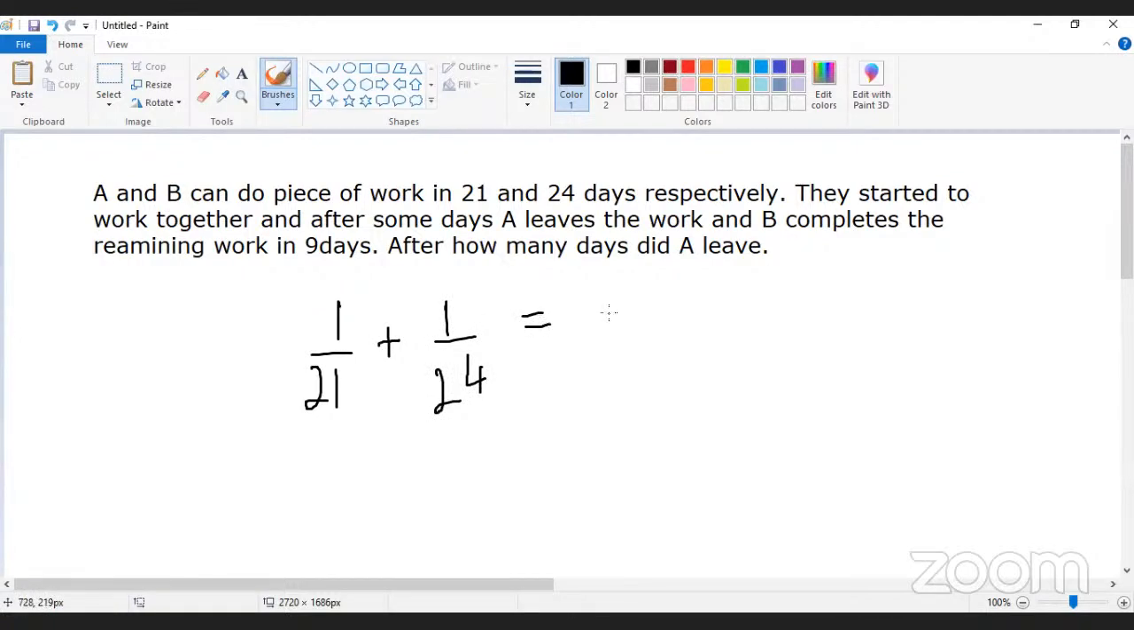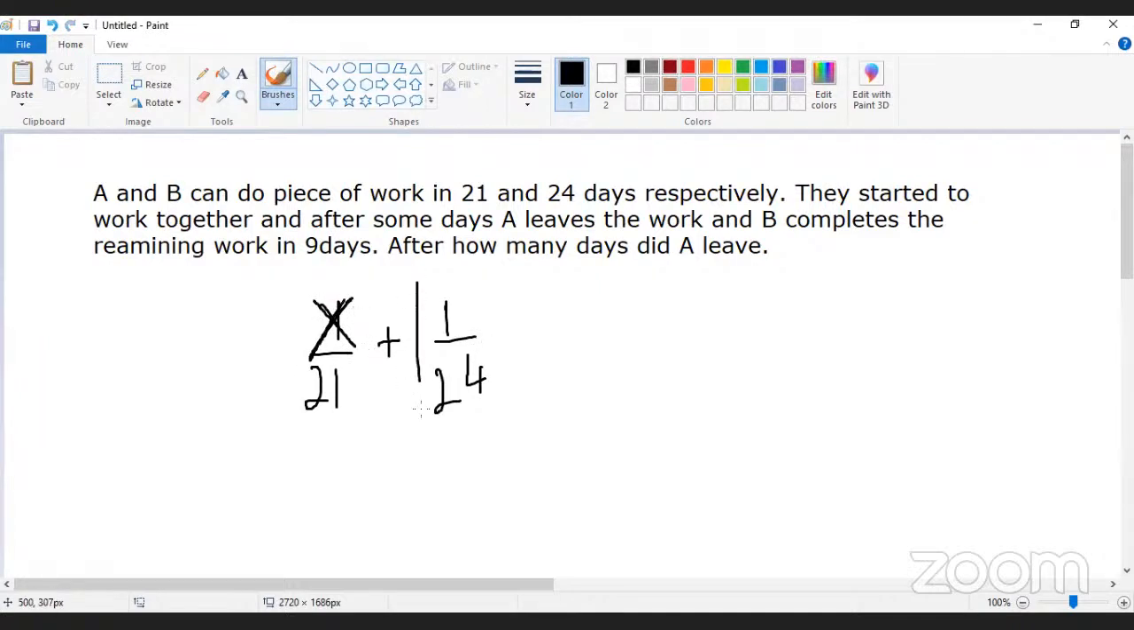This is the question. They started to work together and after some days, A leaves. When I say A leaves the work, that means A worked only for X number of days. A did not complete the work. Then B completes the remaining work in 9 days. That means B already started working. This is X. We don't know what the A value would be. How many days did he work? We don't know.